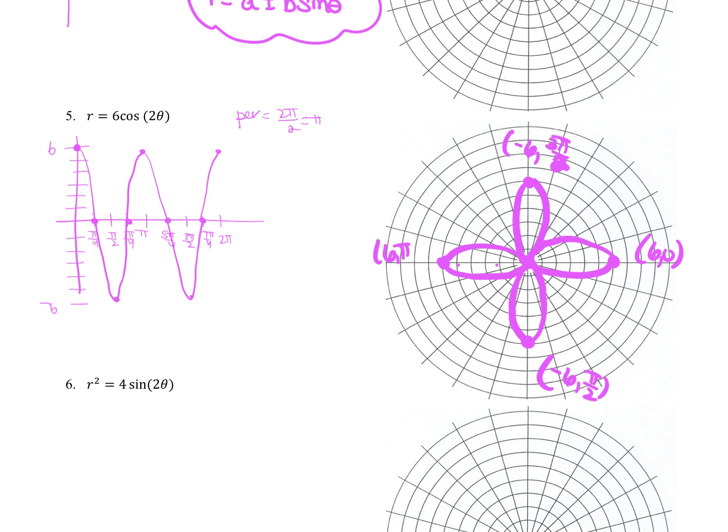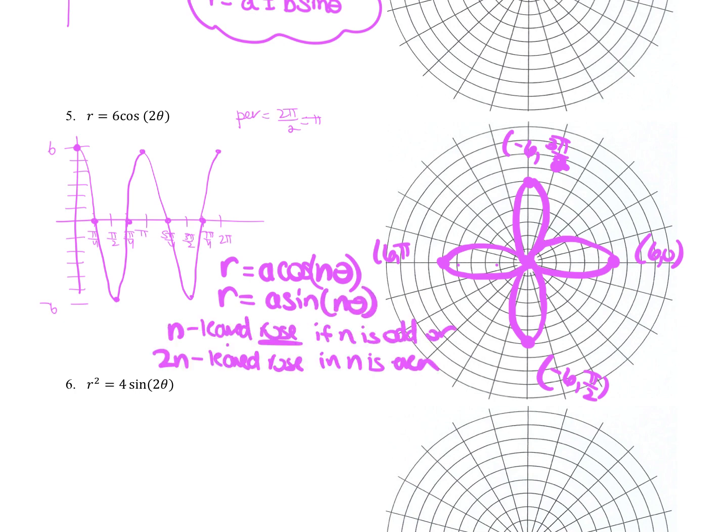So we have r equals a cosine n theta. So that n is what determines the number of petals. r equals a sine of n theta. So if the number in front of the theta is odd, then that's how many petals there are. If the number in front is even, like in this one, it's 2 theta, that means that there will be double that number of petals.